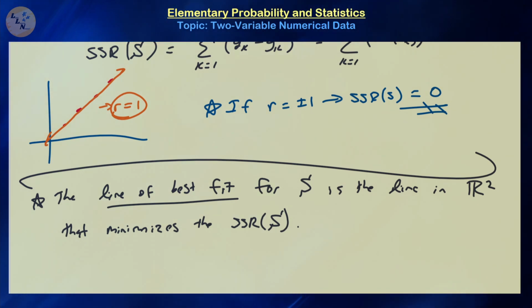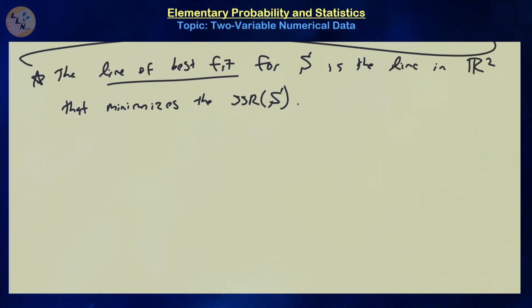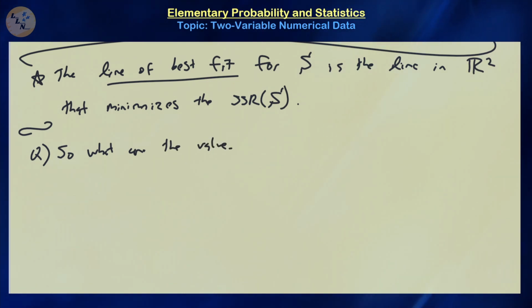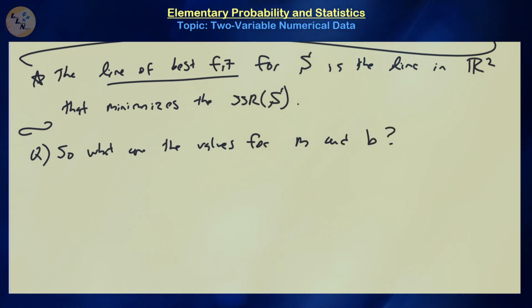Because clearly if we were to draw this line, there are going to be residuals that are higher than the orange line, right? And similar can be said about the line that I drew before. So if the line of best fit for S is a line in R2 that minimizes the sum of squared residuals for the data set S, then comes the natural question: what are the values for m and b in the equation y equals mx plus b?